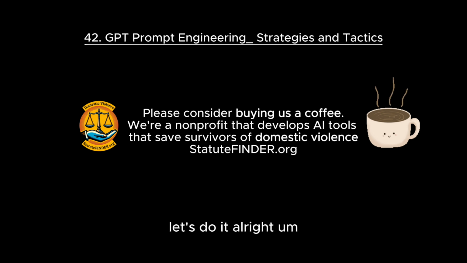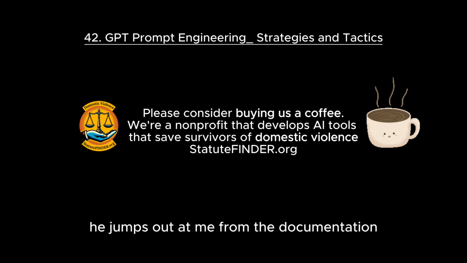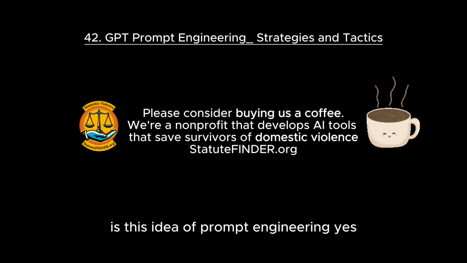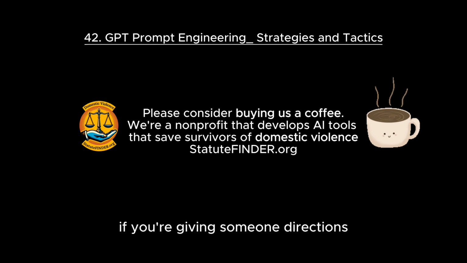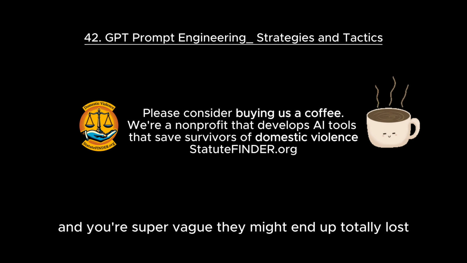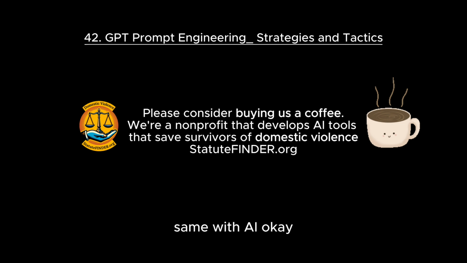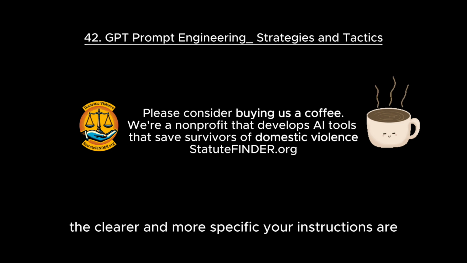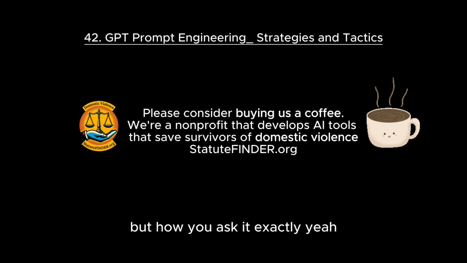All right. One of the first things that jumps out at me from the documentation is this idea of prompt engineering. Yes. What is that? So prompt engineering is really all about learning to speak the language of these really powerful AI models. Okay. And you can imagine, if you're giving someone directions and you're super vague, they might end up totally lost, right? Right. Same with AI. The clearer and more specific your instructions are, the better the results that you're going to get. So it's not just what you ask, but how you ask it.